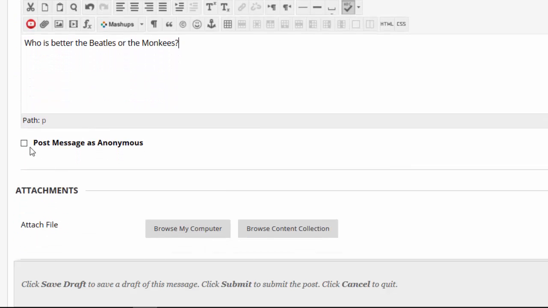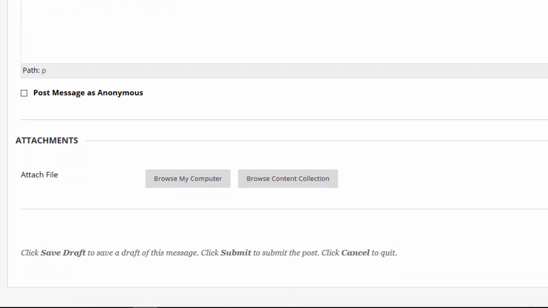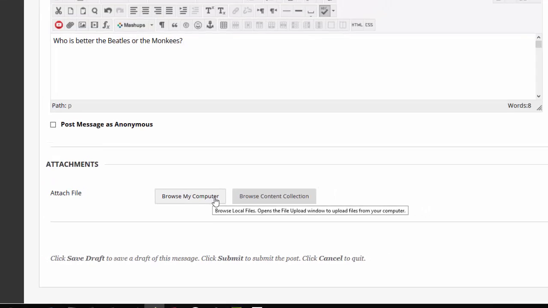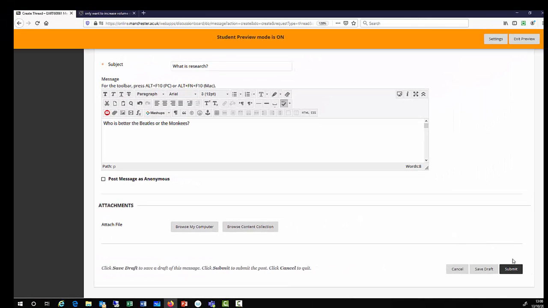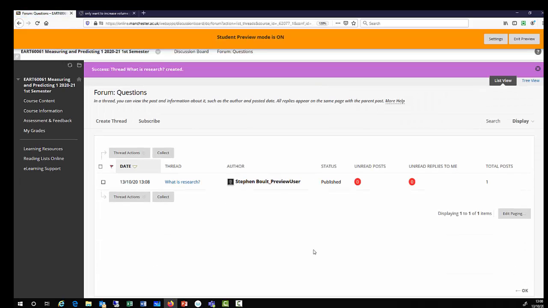You can choose to post anonymously, if you like. You could attach something if you wanted to, though there's nothing to attach to this question. We submit our question. I'll be checking for unanswered questions and I will answer them, and then everyone can see the answers, and we'll also look through the questions as part of our feedback sessions. So this is an opportunity for you to ask any question and have it answered, and everybody will be able to see the answers. You can make your questions anonymous.